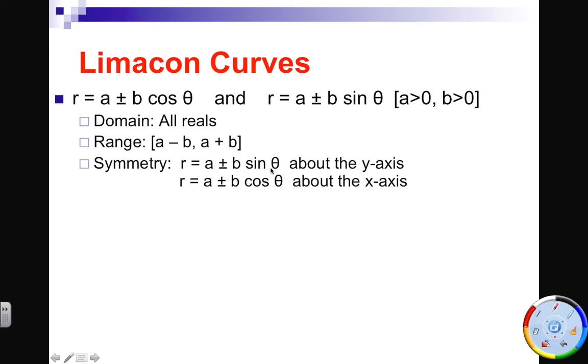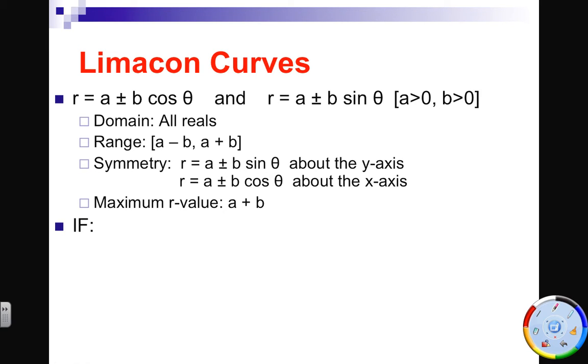Symmetry. The sine version has symmetry about the y-axis, and the cosine version has the symmetry about the x-axis. And that should make sense. Sine is the y-coordinate, cosine is the x-coordinate, so that should be kind of easy to remember. The maximum distance from the origin that your graph will get is a plus b units.